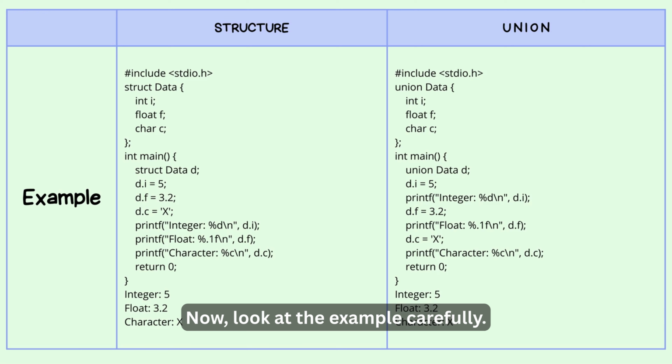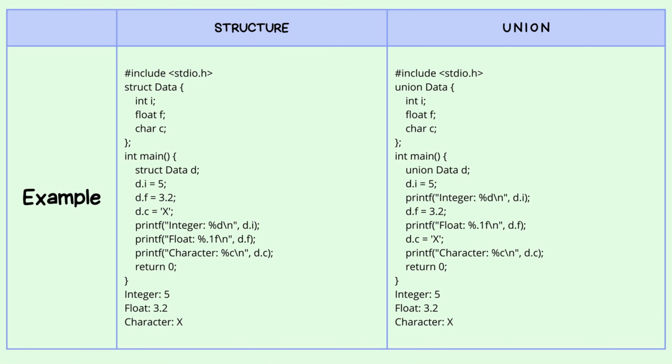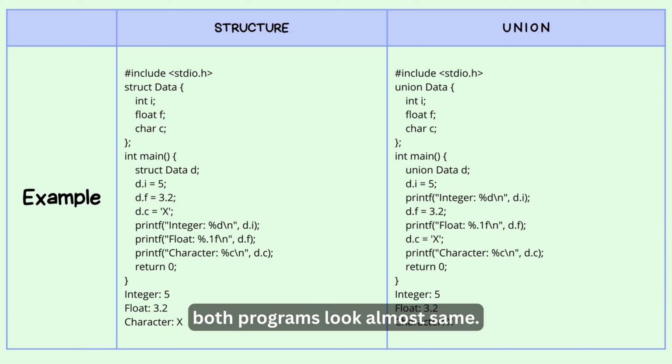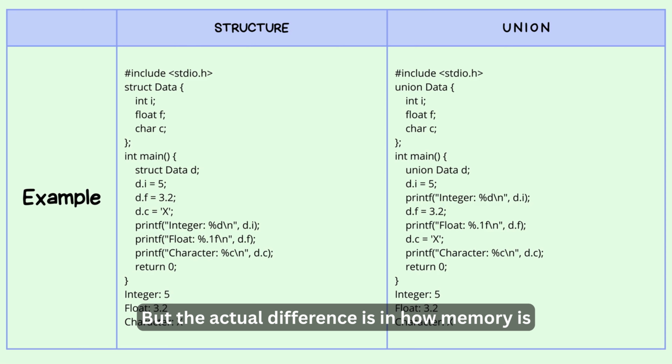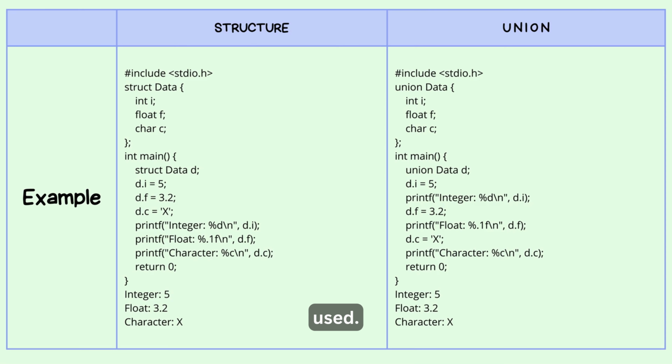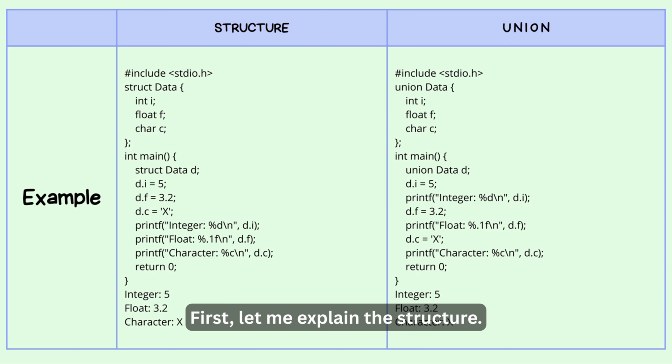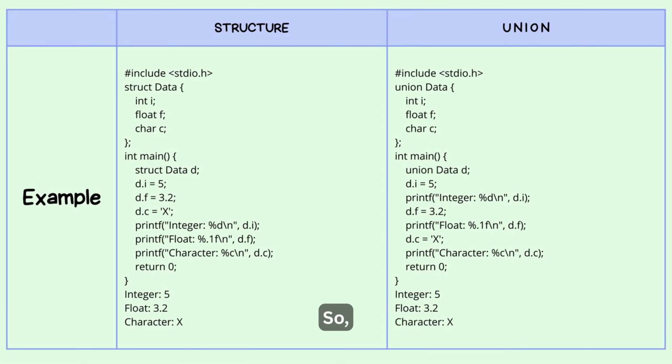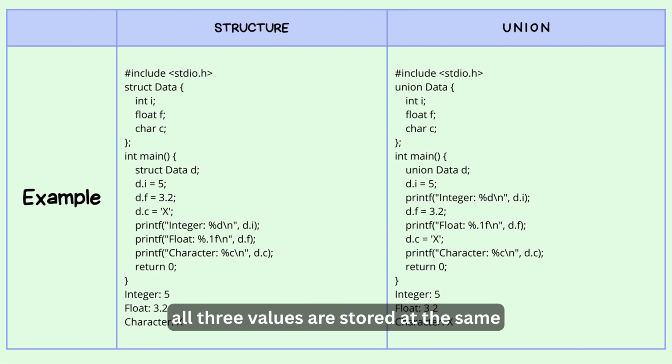Now, look at the example carefully. At first, both programs look almost same and even the output is the same, but the actual difference is in how memory is used. First, let me explain the structure. In the structure, each member gets separate memory. So, when I assign values to i, f, and c, all three values are stored at the same time. That's why I can print integer, float, and character together, and everything works perfectly.